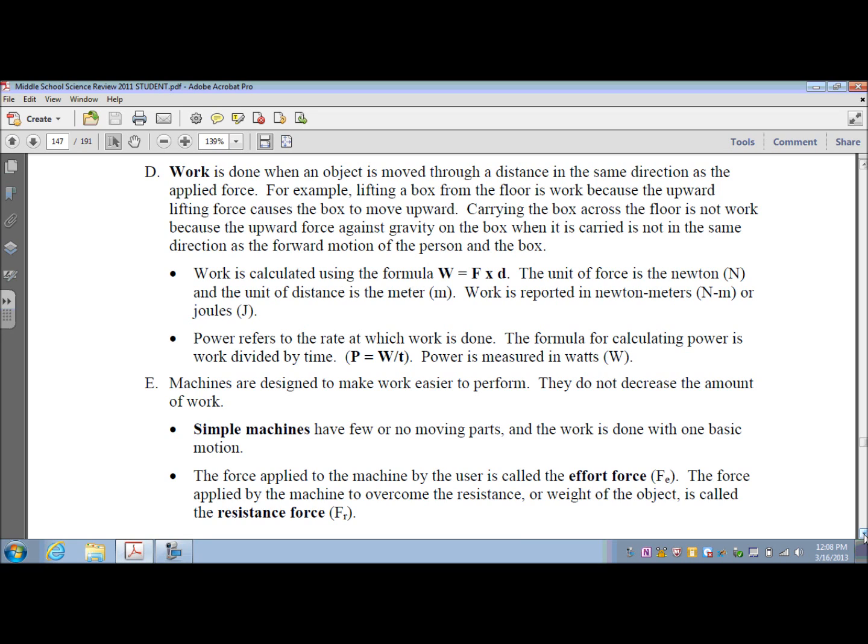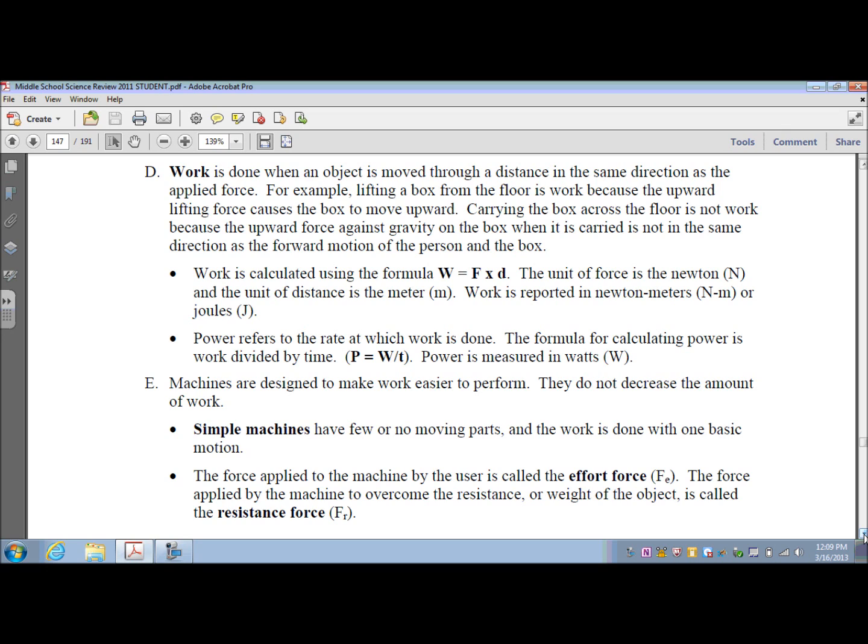Work is calculated using the formula W equals F times D, or work equals force times distance. The unit of force is the Newton, and the unit of distance is the meter. Work is reported in Newton meters, or Nm, or it can also be recorded as joules, which is a capital J.